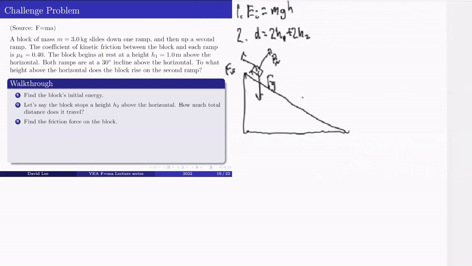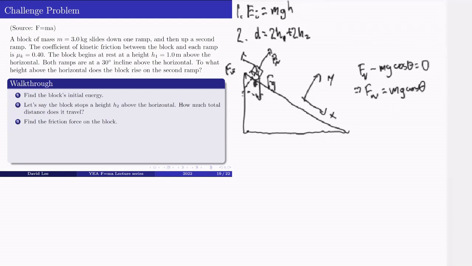So again, we define this as our x-axis and this as our y-axis. So in the y direction, well, first of all, this angle here is theta. And so in the y direction, our two forces are the normal force and the y component of our gravity force, which is just mg cosine theta. And those have to balance out because the block can't accelerate into our incline. That just doesn't happen. So what we get is our normal force is going to be mg cosine theta.